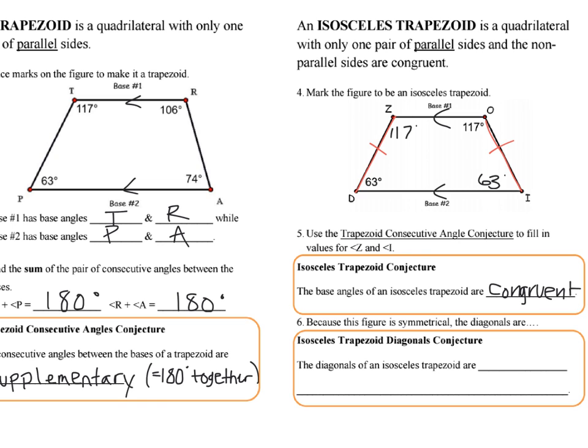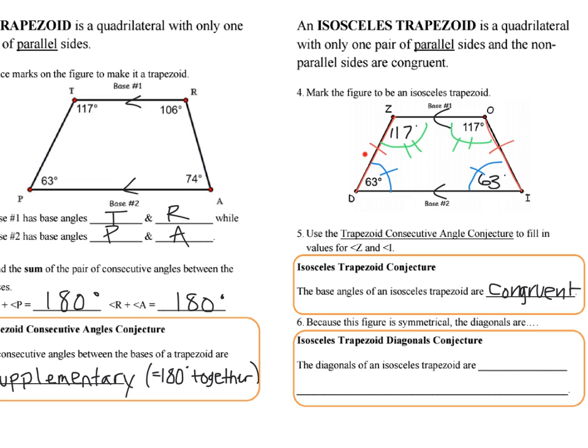Alright, so you should have gotten 117 for z and 63 for I, which, if we look, the base angles are congruent. So the isosceles trapezoid conjecture states the base angles of an isosceles trapezoid are congruent. Let's go ahead and mark that on our figure.